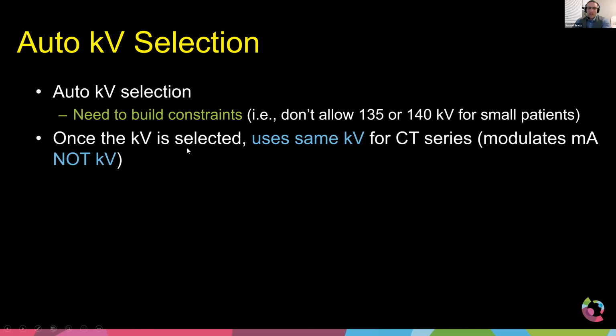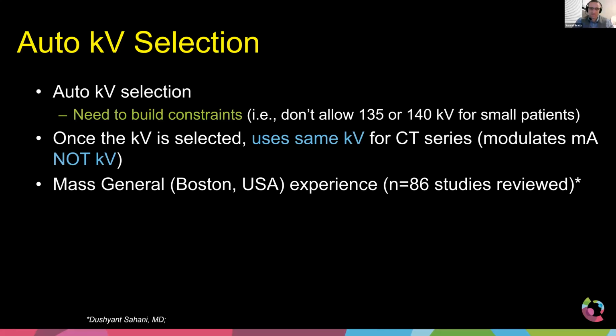Now, once the kV is selected, you need to understand that it will use that same kV for the entire rest of the series. We will talk a little later in the next talk about tube current modulation. And so this is not tube current modulation. Tube current modulation changes the mA as the tube spins around the body. Once the system picks a kV, let's say it picks 100 kV, that means from top to bottom, every series thereafter will always be imaged at 100 kV.